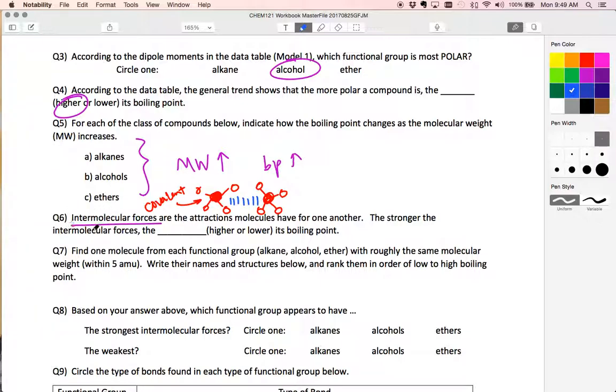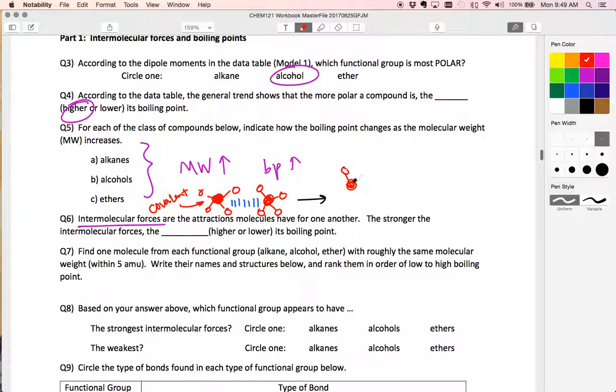Inter means between, like interstate highways between states. So inter, between, and then molecule forces between molecules. So the stronger these forces are, how does that affect the boiling point? Well, when we talk about phase changes like boiling something, we go from, let's say, a liquid where the molecules are closer together to a gas where the molecules are farther apart. So I'll just draw that these molecules are now farther apart from each other, meaning that they're in the gas phase, if this was a liquid to start with.